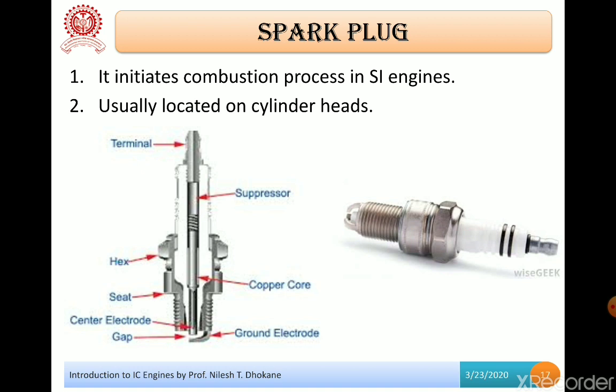Next is the spark plug. As we have seen, IC engines are classified into SI engines or CI engines. SI means spark ignition, CI means compression ignition. In a spark ignition engine, a spark plug is required to initiate the combustion. Usually it is located on the cylinder head, and nowadays in some engines more than one spark plug can be used for a single cylinder for effective combustion of the fuel. The detailed cross-section diagram is on the left-hand side, whereas the actual image of the spark plug you can see on the right-hand side.